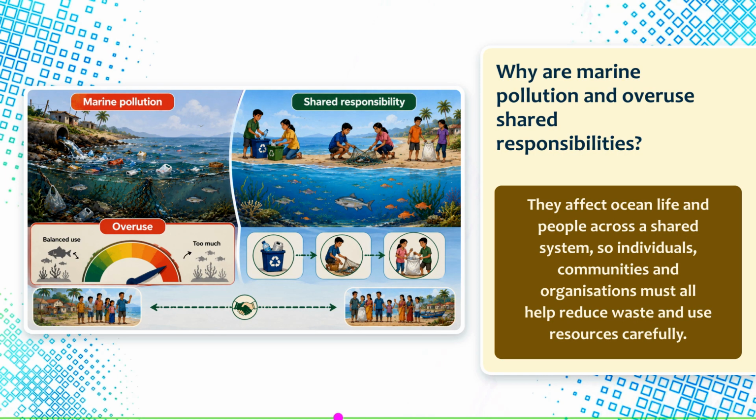Why are marine pollution and overuse shared responsibilities? The connected effects explain why. They affect ocean life and people across a shared system, so individuals, communities, and organizations must all help reduce waste and use resources carefully. The image shows both the shared harm and the shared response. Next, we will practice tracing ocean cause and effect chains.